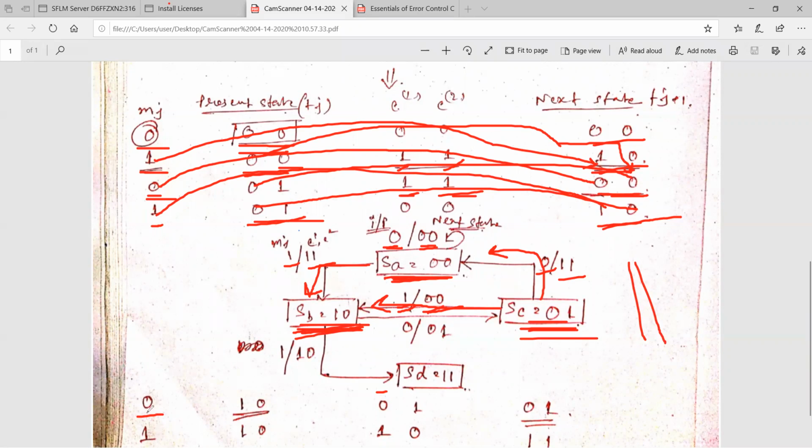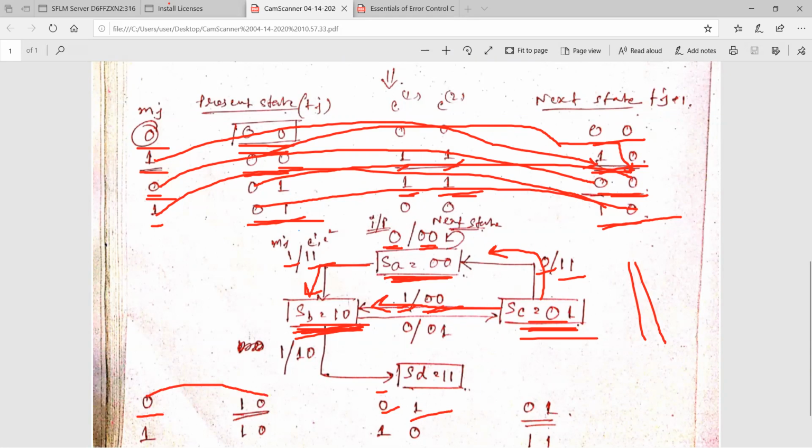So when the message input M is 0, what is the value of C1 and what is the value of C2? C1 is basically 0 XOR with 0, M XOR with S2. So 0, 0, 0 and 0, 0, 0, 0, 1 is 1. XOR of 3 elements will generate the C2. Okay. And what is the next state?